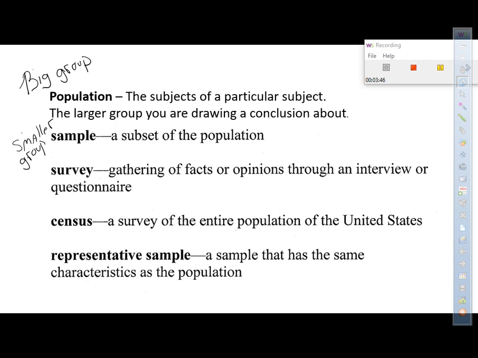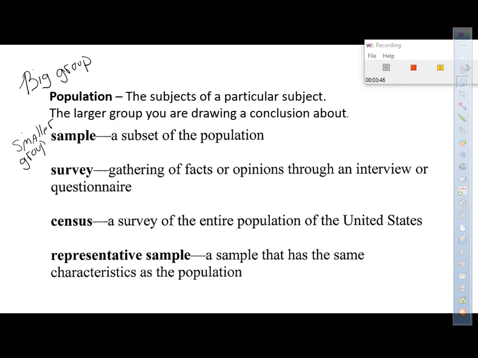A survey, by definition, is simply the gathering of facts or opinions through an interview or a questionnaire. If I had $1 for every time you have been involved in a survey, I would probably be a billionaire. Think about how often we do this. You fill out surveys at Hayes High School, but how many times has your coach said, hey, where would you like to go eat? How many times have you and your friends been sitting around asking, what do you guys want to do tonight? See a movie, go out and eat? Those are just little surveys where you're gathering opinions.